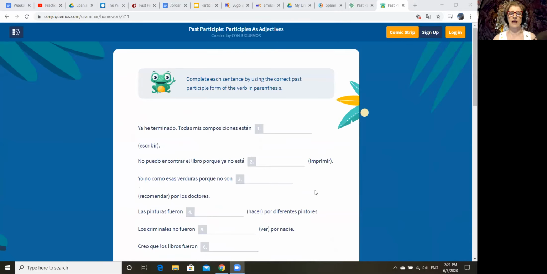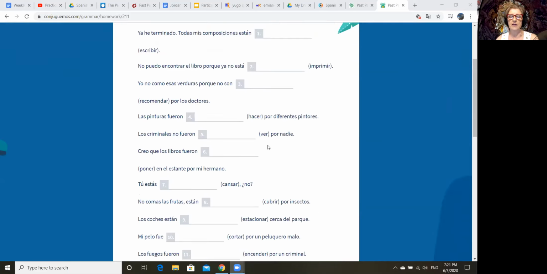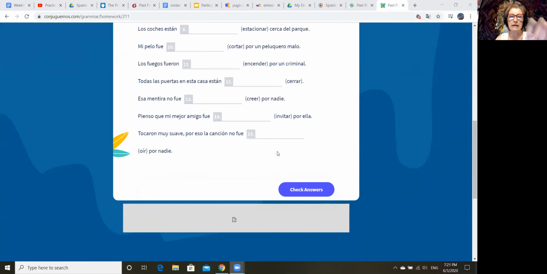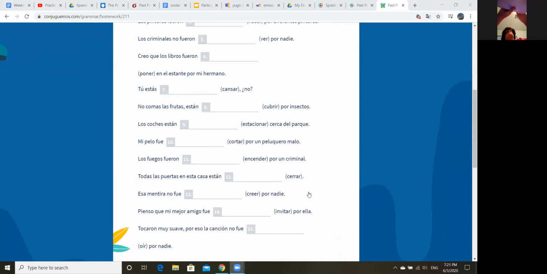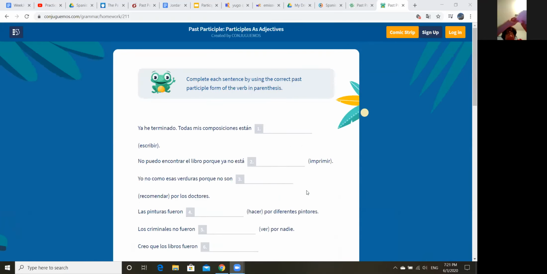It'll look like this. It's going to have a little rana, a little froggy up at the top. So I'll give you the link for it. You'll see a little froggy, and it's going to ask you to type this stuff in. And then when you get all the way to the bottom, I can say there are 15. You'll have a check answers. Okay. Vale. So that's what you're going to have para tarea, for homework.